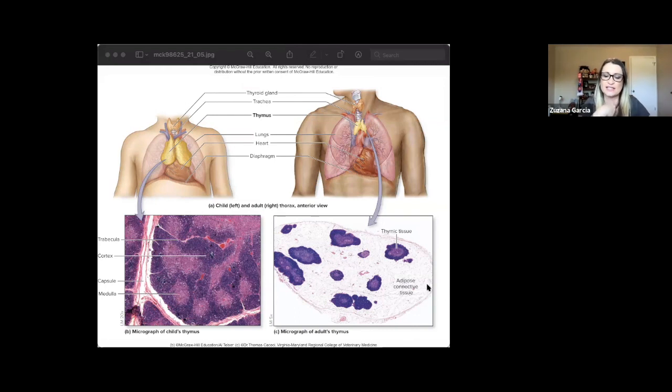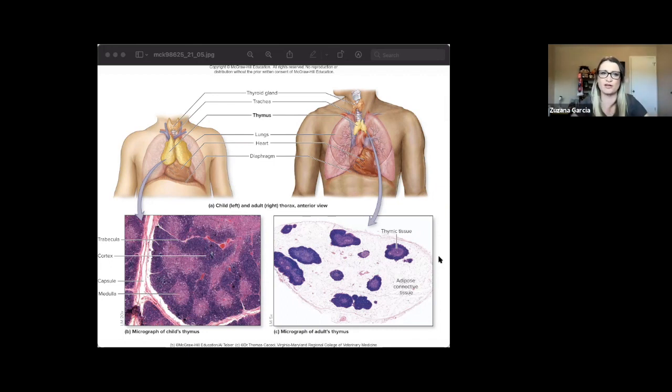The thymus is located in your superior mediastinum. It will be located over where your aortic arch and pulmonary trunk are, so it's almost like sitting on top of the heart there. And it's responsible for maturation of T lymphocytes, right? It's fairly large in children, and it continues to grow until puberty.